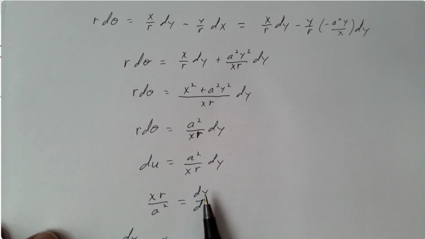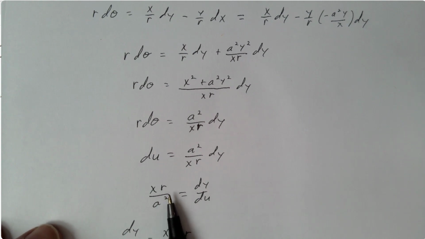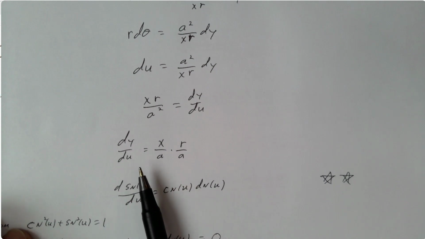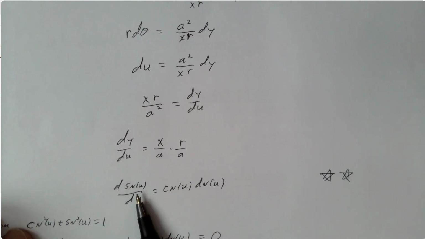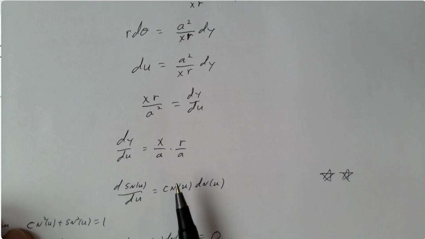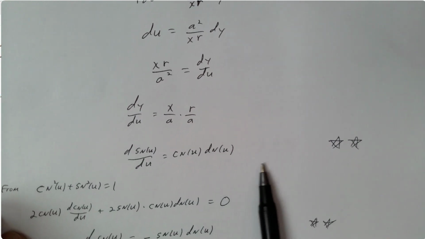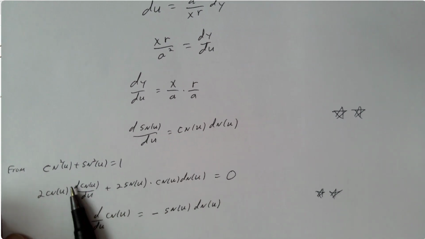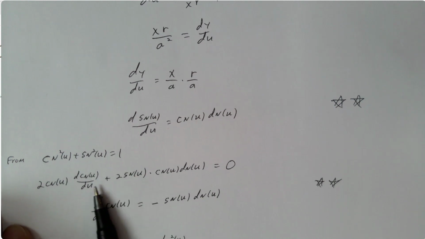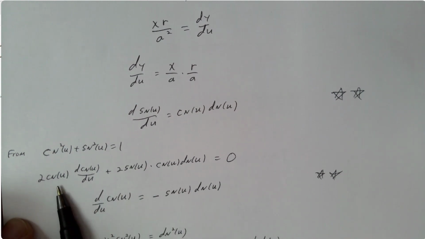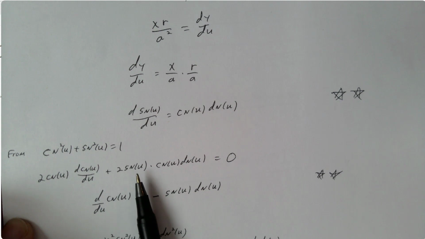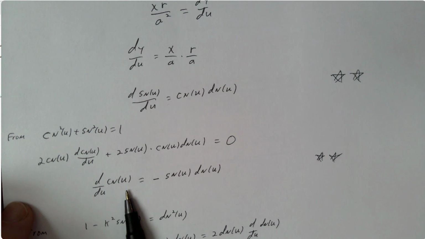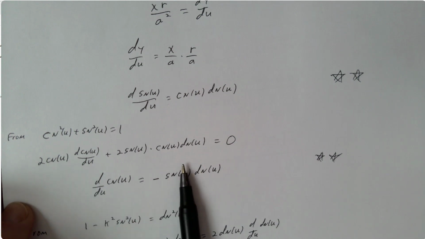So if I look at dy du, it's xr over a squared, or x over a times r over a. But again, dy du is d sun u, and x over a is cun u, and r over a is done u. So there's the derivative. And then we can get the derivatives of the other two from the identities, cun squared plus sun squared equals 1. Take the derivative: 2 cun d-cun du plus 2 sun d-sun du, which we just found up above. You can plug it in, solve for this unknown derivative, divide, and we get that.